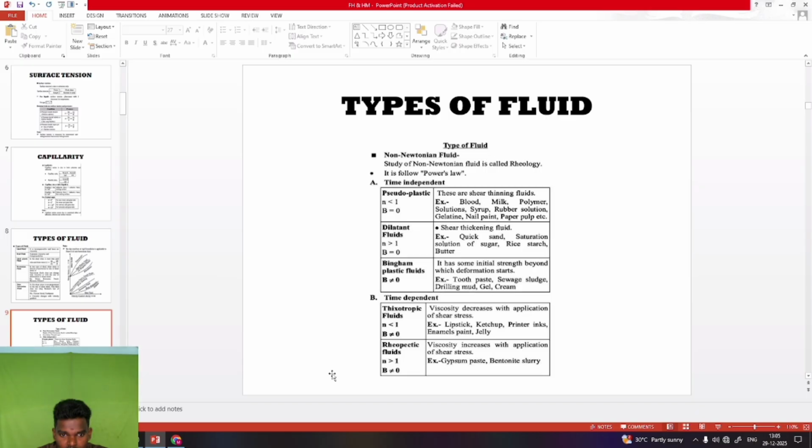And time dependent classifications are thixotropic fluids, where viscosity decreases with application of shear stress. Examples: lipstick, ketchup, printing inks, enamel paint, jelly. And rheopectic fluids, where viscosity increases with application of shear stress. Examples are gypsum paste, bentonite slurry.